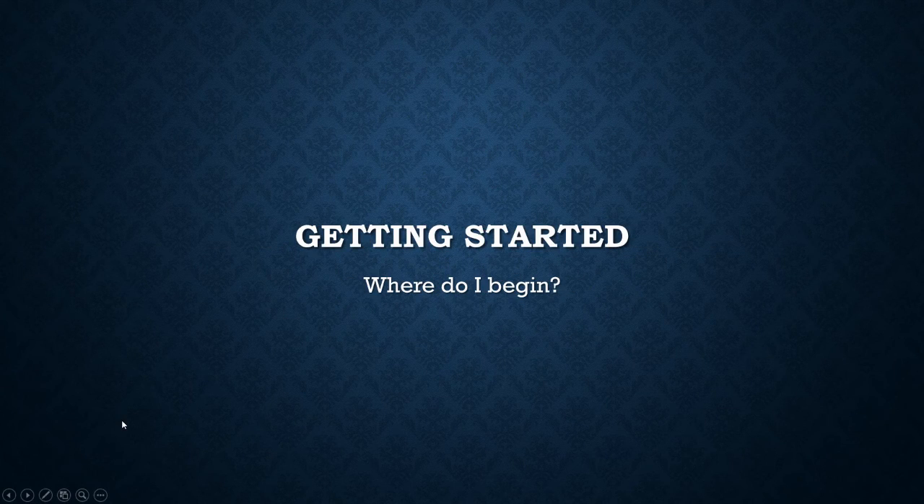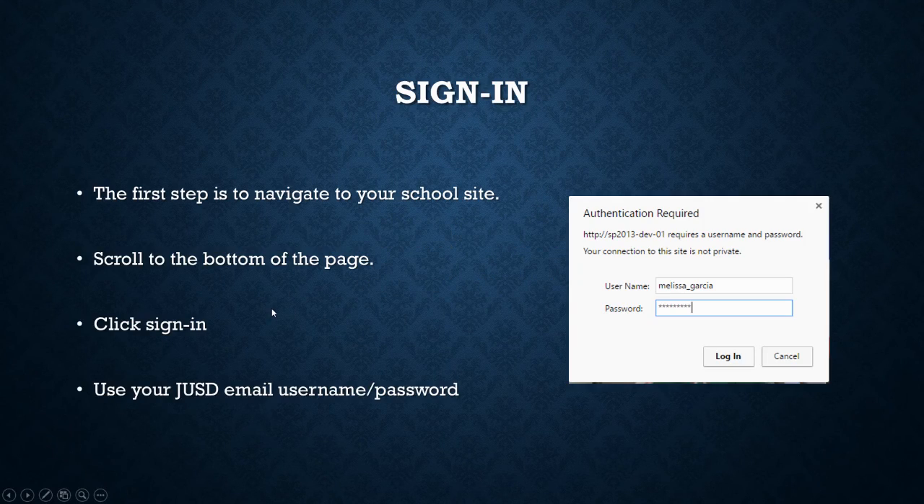So where should you begin? The first step when you are working on your site is always going to be that you have to sign in. So the first step is to navigate to your school site. You're going to scroll to the bottom of the page. You're going to click sign in, and that's going to be a link.